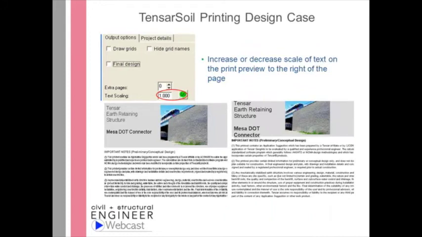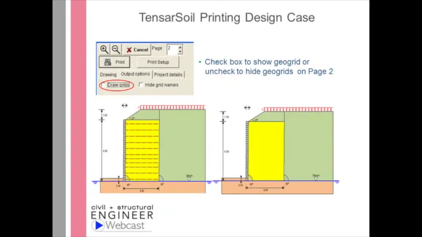There's the ability to scale the text for the printout if it is too small or too large for your printout. And you also have the ability to select whether you want to draw the geogrids, which are shown on page 2 in the cross-section.